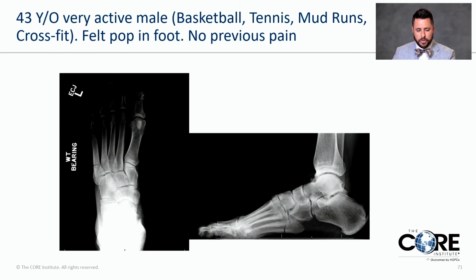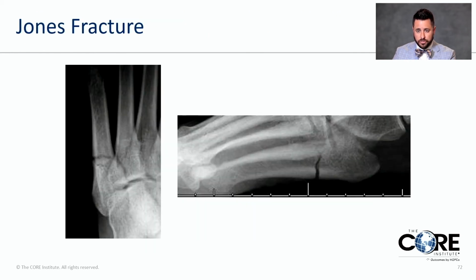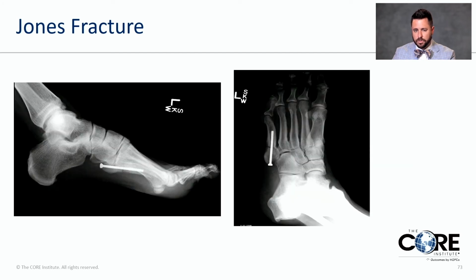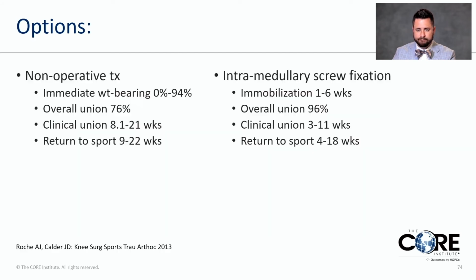So this is a 43-year-old, very active male who is active in mud runs and CrossFit. Obviously we're looking at someone with a high level of stress, no previous pain, ultimately causing a stress Jones fracture. And as we just talked about, stress fractures and Jones fractures are hard in themselves, let alone when they're a combined injury, right? So ultimately, at the end of the day, my recommendation for this individual was screw fixation.